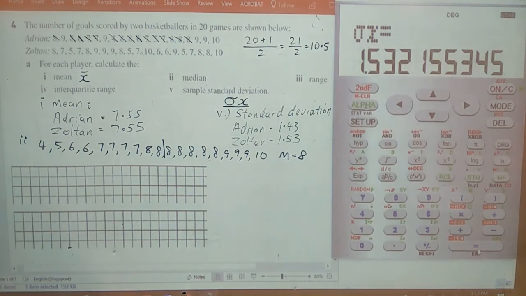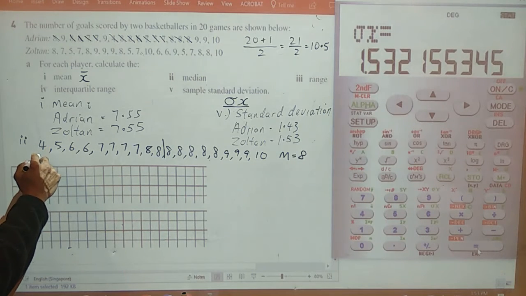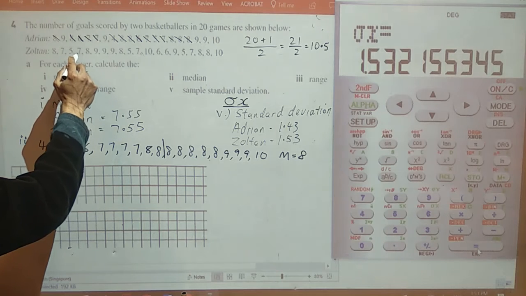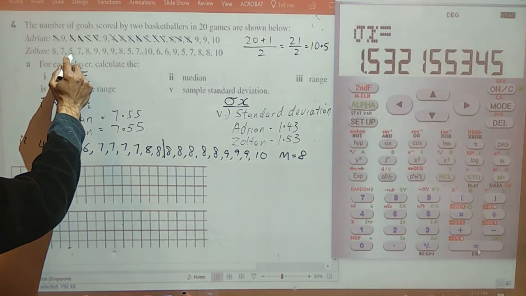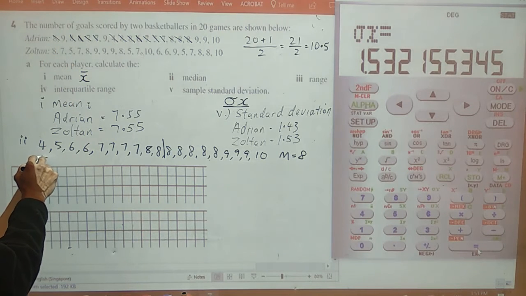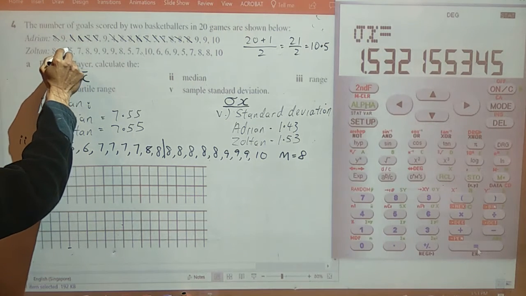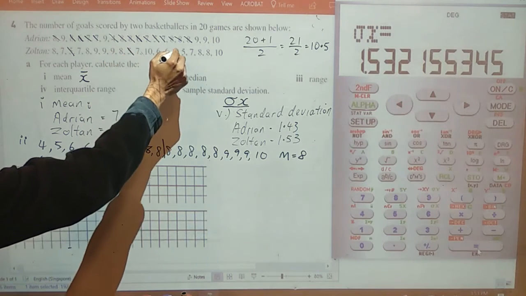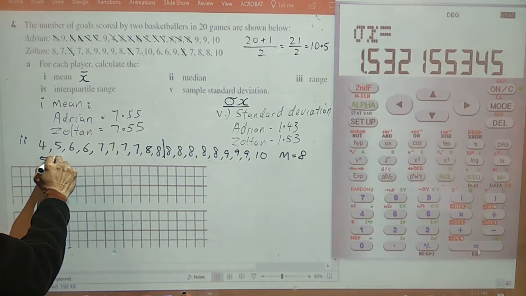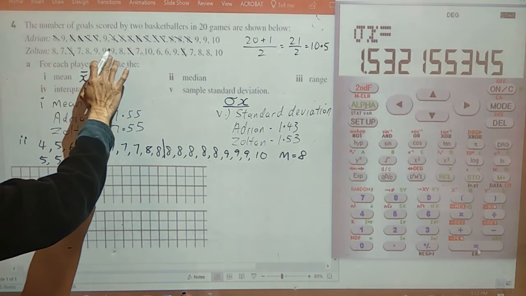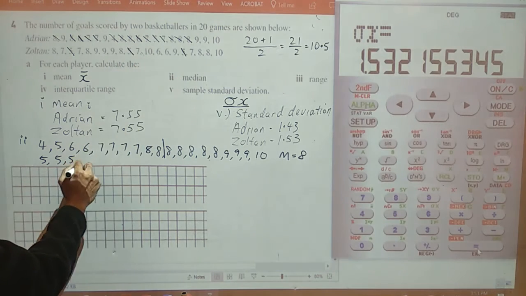Let's do it for Zoltan now. Zoltan's median score, let's take a look. All right, his lowest score is 5. And we have another 5 here, and we have another 5. Let's cross those 5s out. So that gives us 5, 5. Do we have 6s? We have 1, 2. We have 2 6s. Let's cross the 6s out.